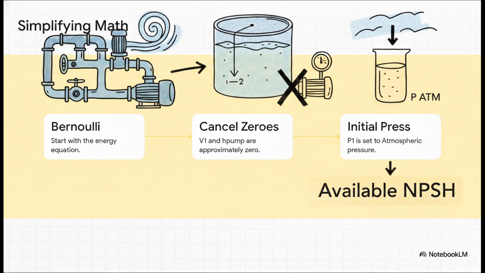Step 1, start with the full formula. Step 2, look at point 1, the surface of that massive reservoir. The water level there drops so slowly that the velocity is practically zero. So, boom, we cross that out. We also cross out the pump head because we're measuring the pressure right before the pump actually does its work. Step 3, since the reservoir is open to the air, our starting pressure is simply atmospheric pressure. So by crossing out all those variables that just equal zero in our specific system, we're left with a highly focused, practical formula for our available NPSH.